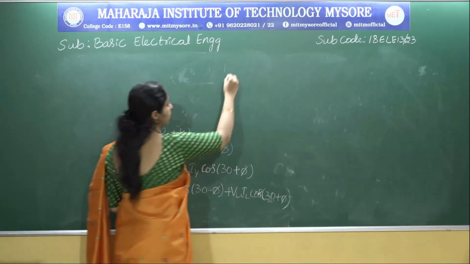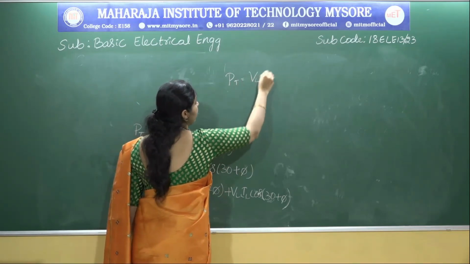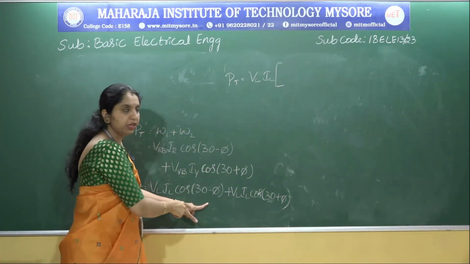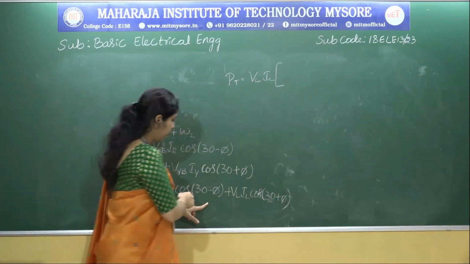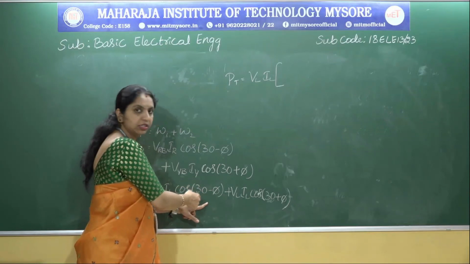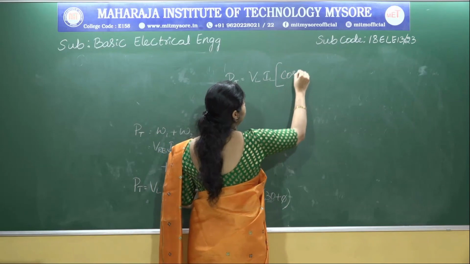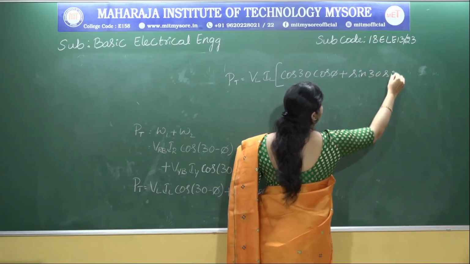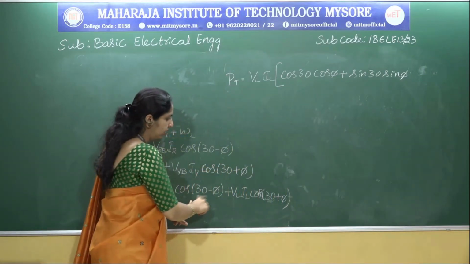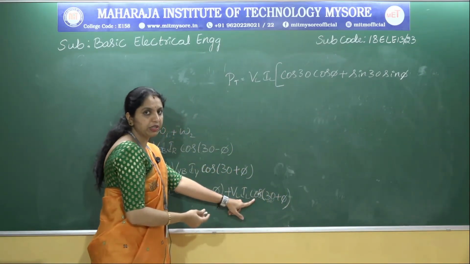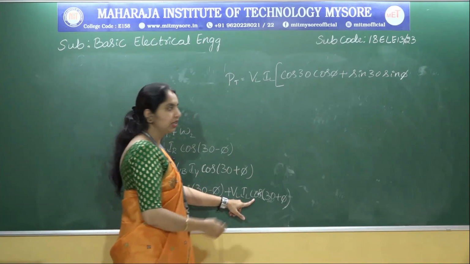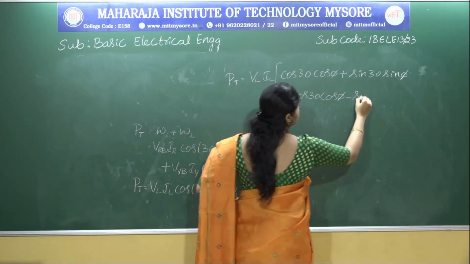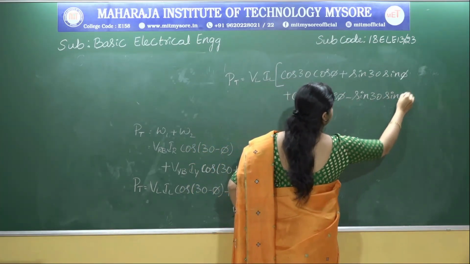So in the next step, total power is equal to, so VLIL, right? I'll take VLIL common from these two expressions. And so what is cos of A minus B? Cos of A minus B is cos A cos B plus sin A sin B. So here we get cos 30 cos phi plus sin 30 sin phi, right? And in the next case, we have cos of A plus B, cos of 30 plus phi. So cos of A plus B is cos A cos B minus sin A sin B. So plus cos 30 cos phi minus sin 30 sin phi, right?